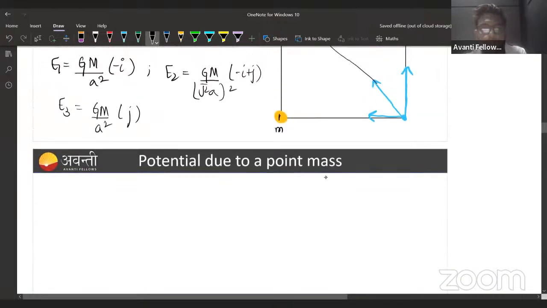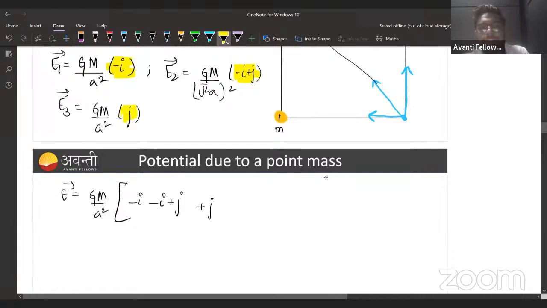So what is the total? Total will be equal to, simply add them, right? This is in vector form. Simply add them. Gm by a square will get common. Here you are remained with minus i. See, in this only minus i remains. Here minus i plus j and plus j here.